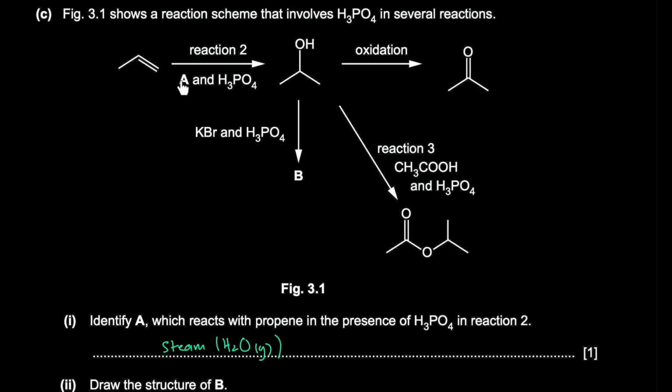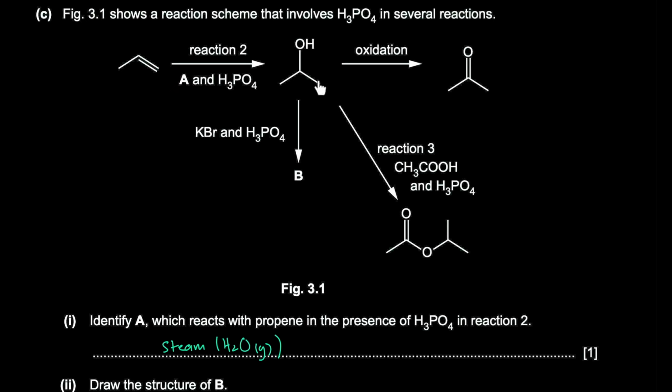Alkenes react with steam in the presence of phosphoric acid catalyst to form alcohols. This is known as the hydration of alkenes, and this is an electrophilic addition reaction. Draw the structure of B.